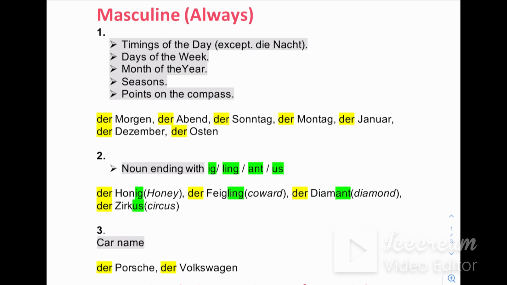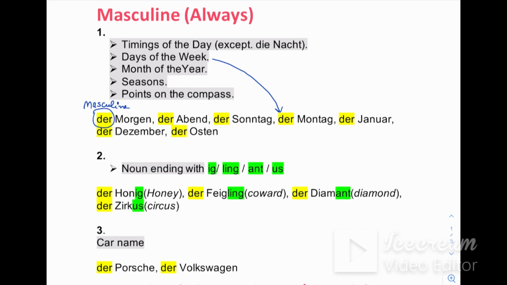I hope this point is clear. Timings of the day: der Montag, der Abend, der Sonntag. If you have done the weekday names, you can say der Montag, der Dienstag, der Mittwoch, der Donnerstag, der Freitag, der Sonntag, and der Samstag. These all take the masculine article. Second point, days of the week, which I already told you: der Montag and all. Again takes masculine.